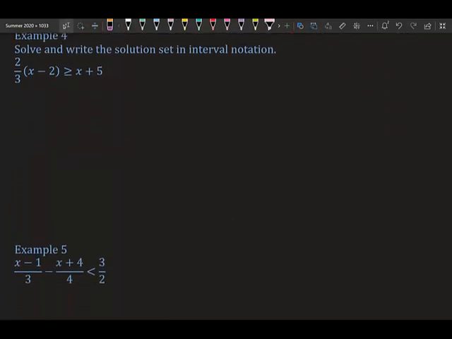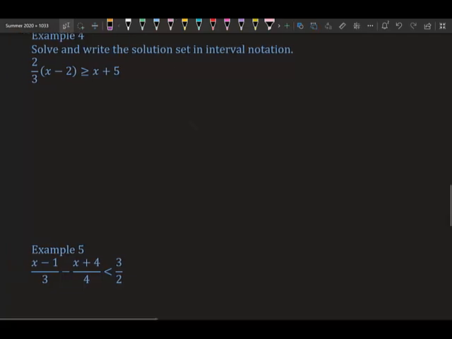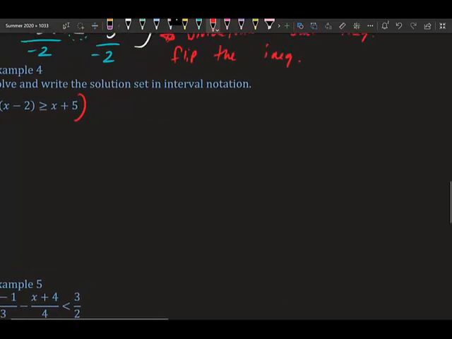All right, let's solve and write the solution set in interval notation. We got a fraction, but guess what? We don't have to work with it. Aren't you happy about that? So we don't have to multiply by the reciprocal because I don't want to work with fractions, so I just multiply by the denominator. Since this is basically an equal sign, we can multiply by the common denominator, which is just 3 over 1.